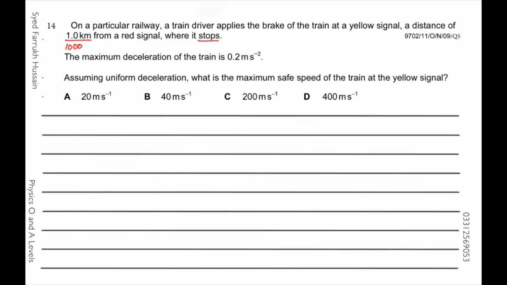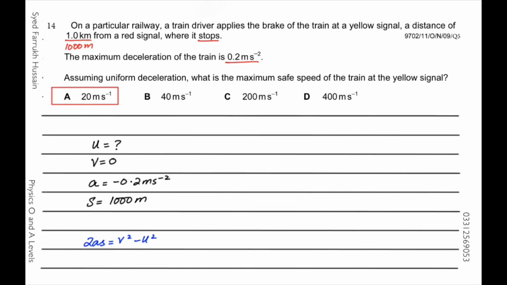Now in this question they have given you 1000 meters distance, final speed is 0, and deceleration is also given. So you have to find the initial speed at the yellow signal, because at the red signal the train has to be stopped. So it's easy. U is unknown, v is 0, a is minus 0.2 meters per second square, and by this you can find that A is the correct answer.